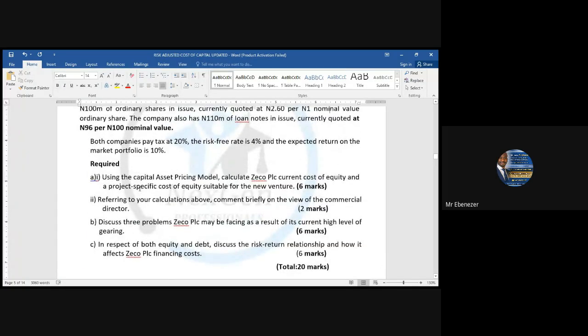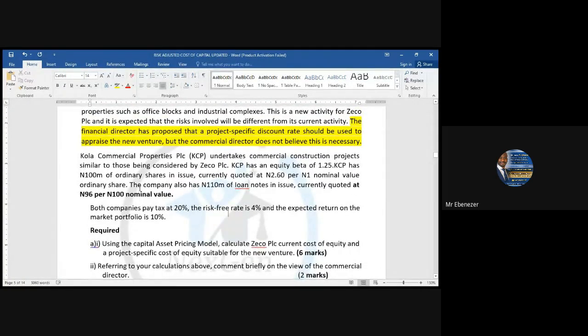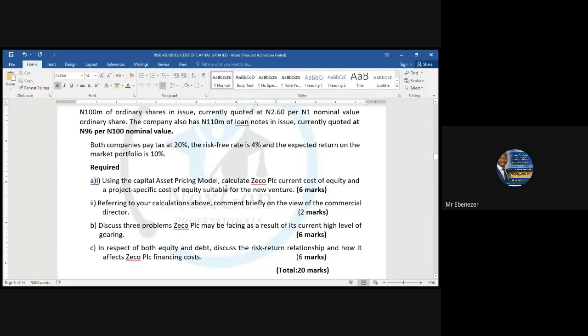So please just check. The required: using the capital asset pricing model, calculate ZECO PLC's current cost of equity and a project specific cost of equity suitable for the new venture. Can you see the required? It says calculate using CAPM the current cost of equity. That is the current cost of equity that will not include any risk. Just calculate your normal cost of equity, right?